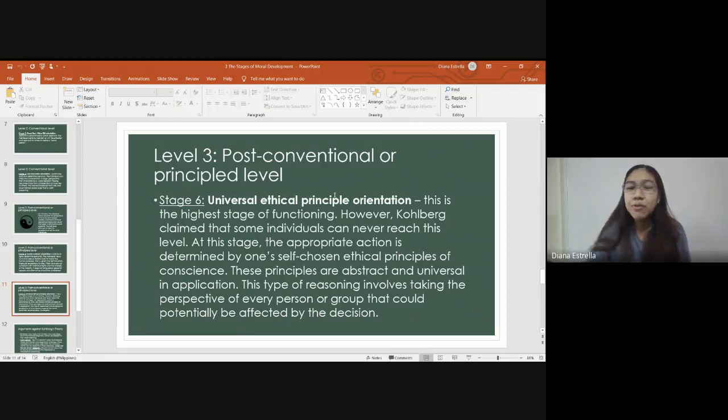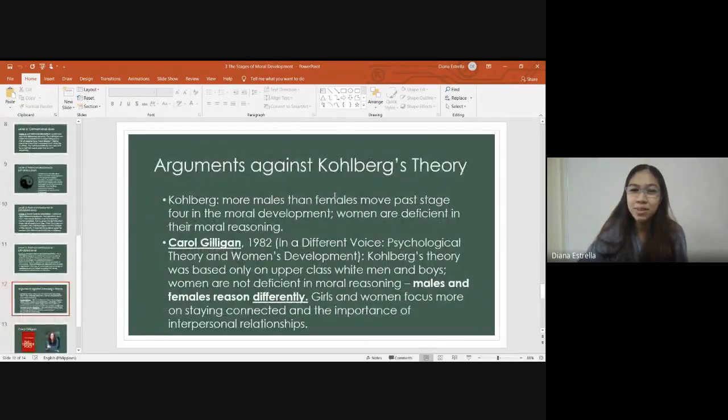Okay. So of course, tong Kohlberg, it did not proceed ng walang criticisms. Lahat naman ng theories, meron laging mga counter theories sa kanila. And that is what makes it interesting, di ba? Kasi kung yung mga theory is laging wala namang ka-counter, we're not sure if it's really right. Okay, so meron din mga criticisms, or mga arguments din against Kohlberg's theory.